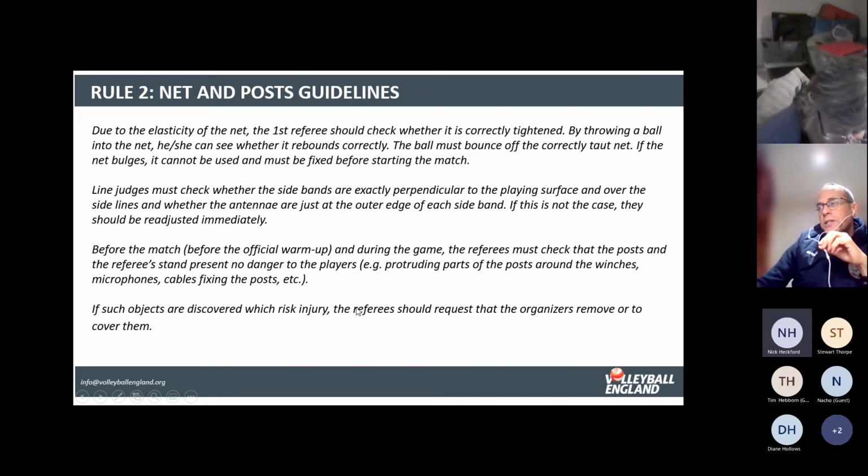And here it also mentions that the referees must check that the posts and the referee's stand present no danger to the players. And if you discover objects which might risk injury, the referee should request that the organisers remove or cover them. We will return to objects that might cause injury in a second.